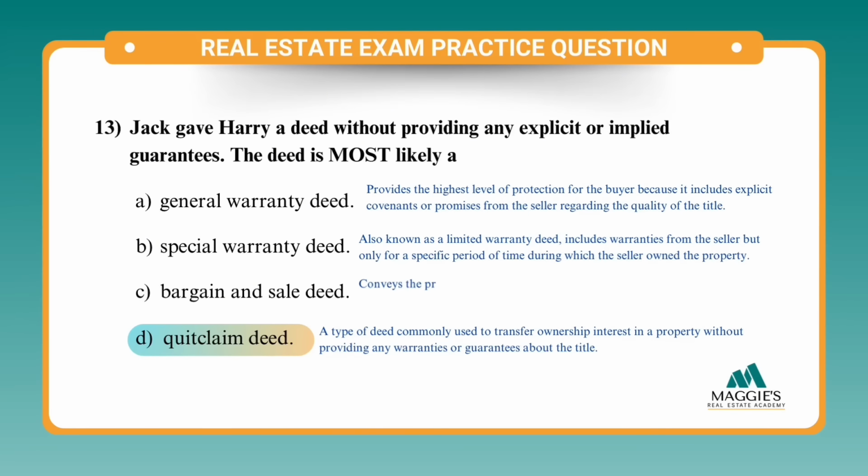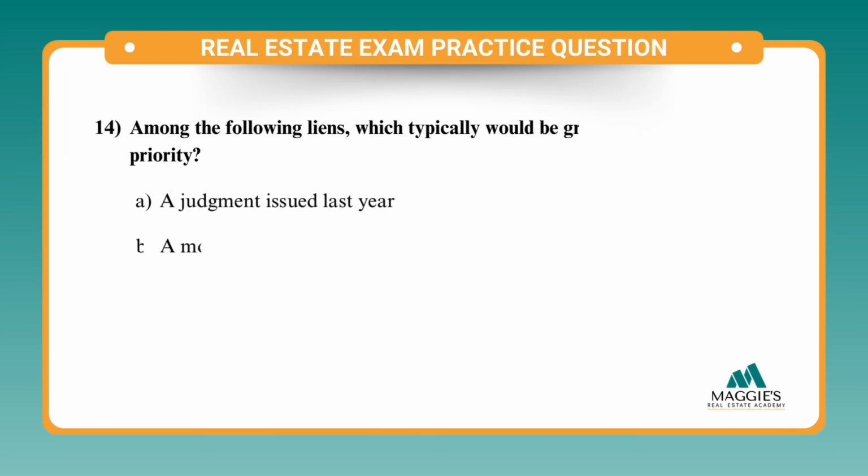And a bargain and sale deed conveys the property from the seller to the buyer, but it doesn't include any warranties about the title. However, unlike a quitclaim deed, it implies that the seller has the right to convey the property, but doesn't explicitly state that the title is clear of defects. All right, number 14.